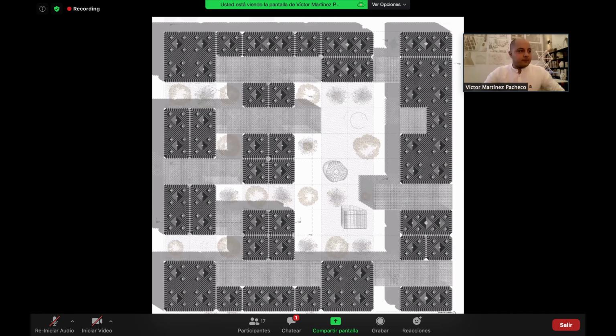This is a view of the school, and what we are proposing is a self-sufficient building in electricity, water, sanitation, and air conditioning. So in no case does it stop being useful to the population for which it has been designed.